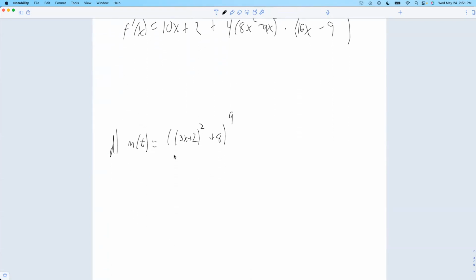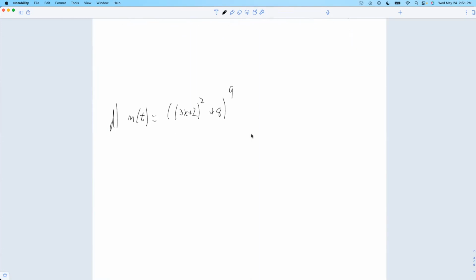Okay, here I've got a function inside a function inside a function. So m prime of t, and then I wrote an x there. This is a t. Sorry. I've got junk to the 9th power. So that's my overarching function, a whole bunch of stuff to the 9th power.